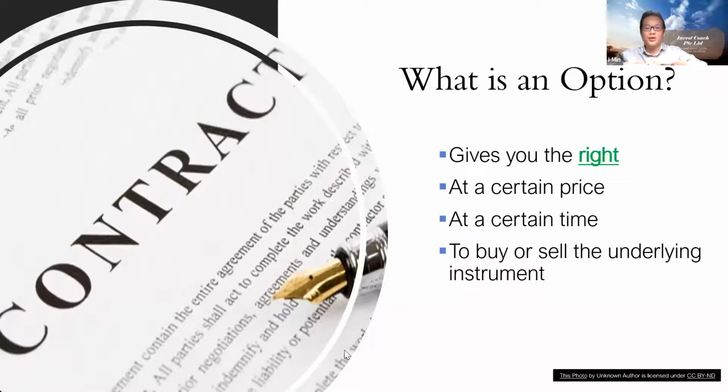Now, what is an option? Basically it is a contract between two parties. There is a buyer, there is a seller. What does the buyer have? The buyer has to pay the price to the seller, and once he has done that, he has the right. The buyer has the right at a certain time, at a certain price, to buy or sell the underlying instrument from the option seller.